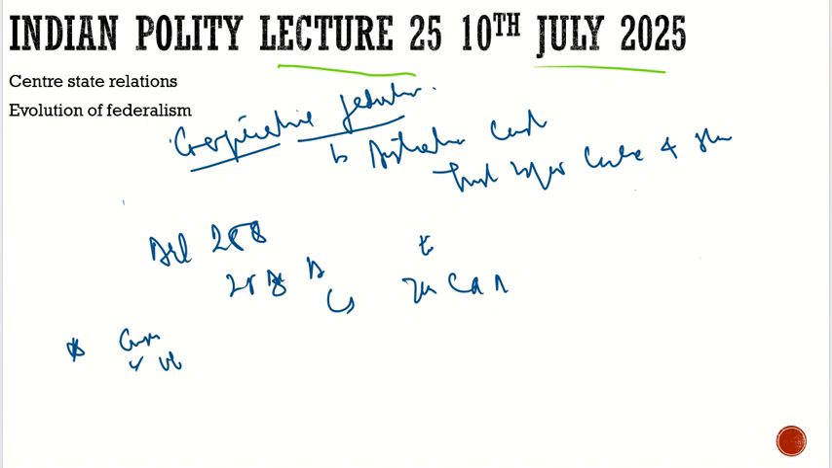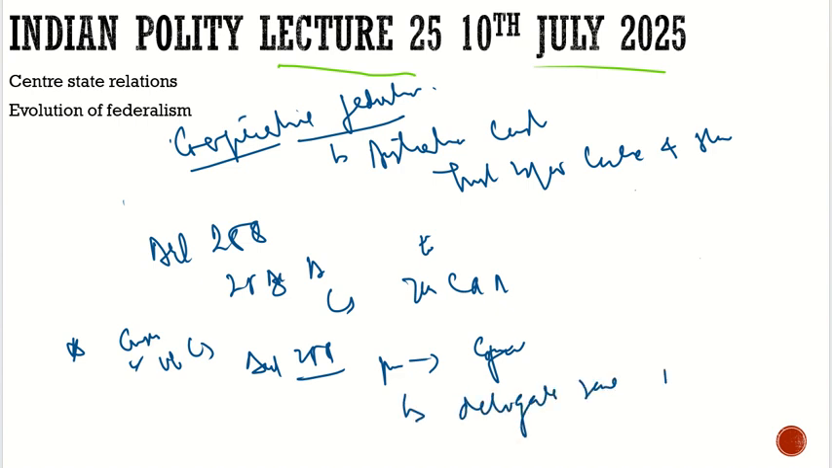So what will they do? They may contact the president under article 258. Under article 258, the president will consult the governor, which means consultation with the state government there. Once they contact the governor, the president will delegate some powers to the state. So what does it mean?